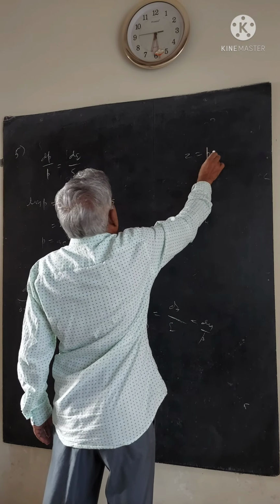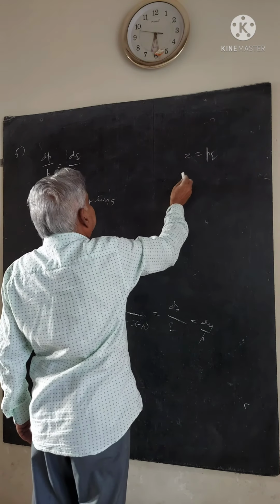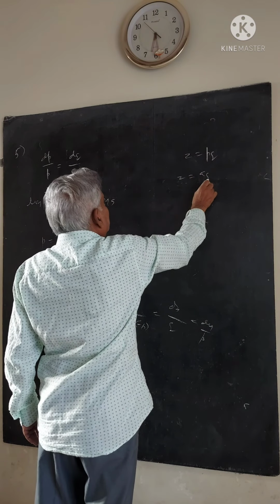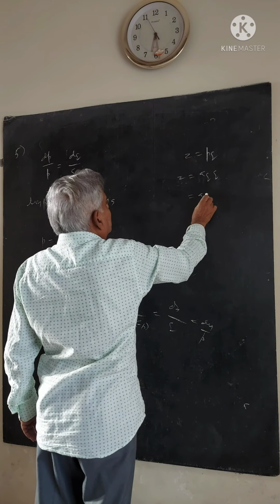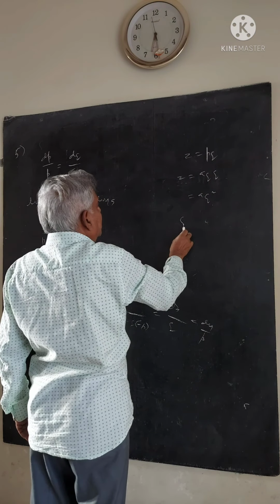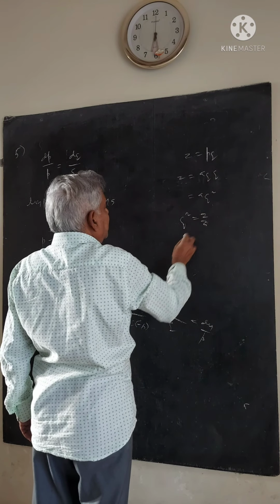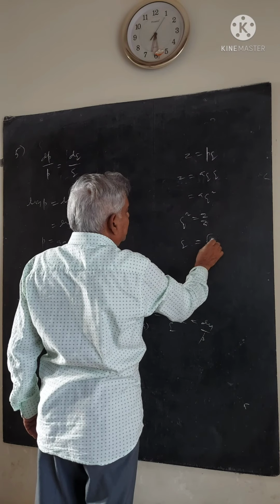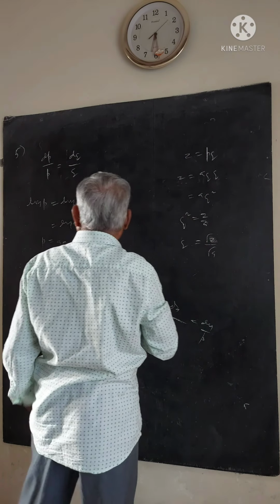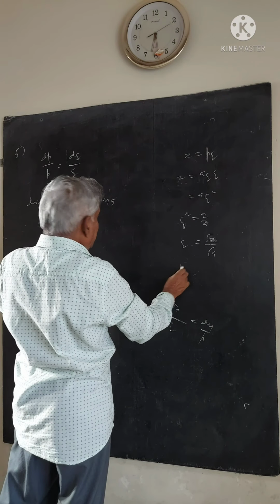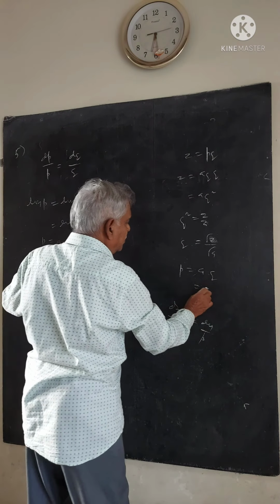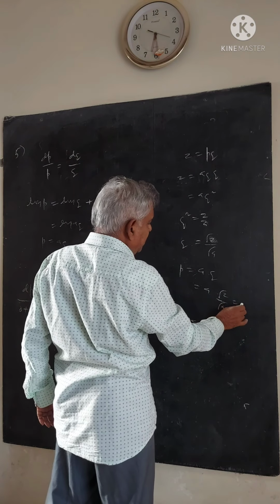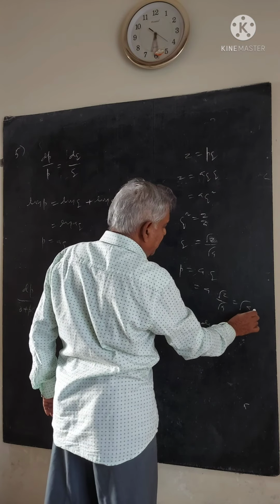z equal to pq is the sum. p equal to aq into q, aq square. q square equal to z by a, q equal to root z by root a. p equal to aq, which is root a root z.